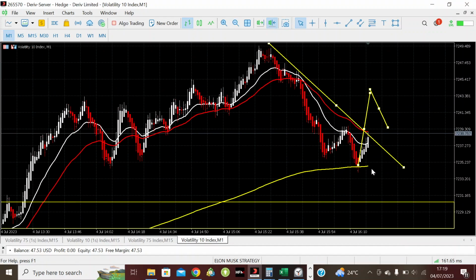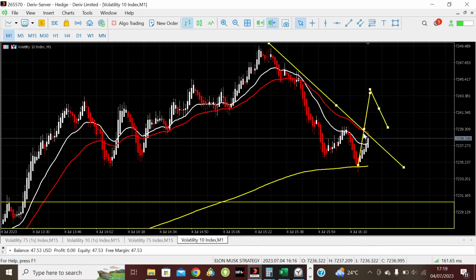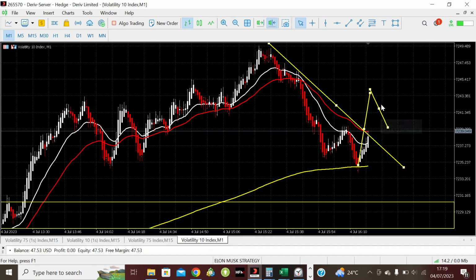It's serving as support. So I'm waiting for the market to break above this one and pull back to that area. Also, these two should cross over, like here. If the white crosses above the red, it tells me that the momentum is changing. Then I'll look for the pullback and I'll enter. That is a simple strategy that I'm going to be using.